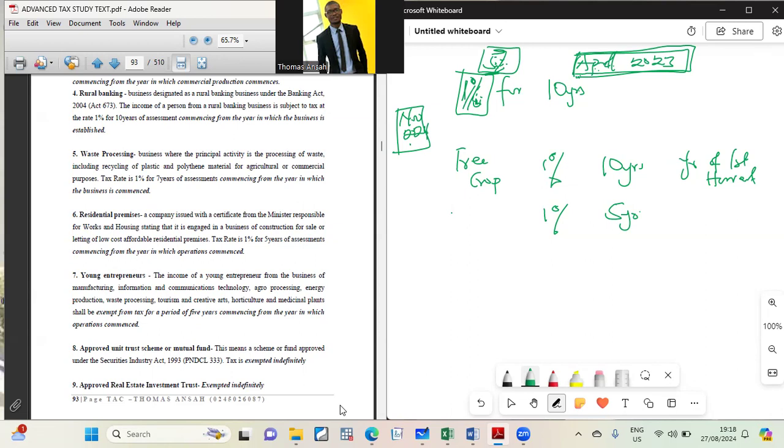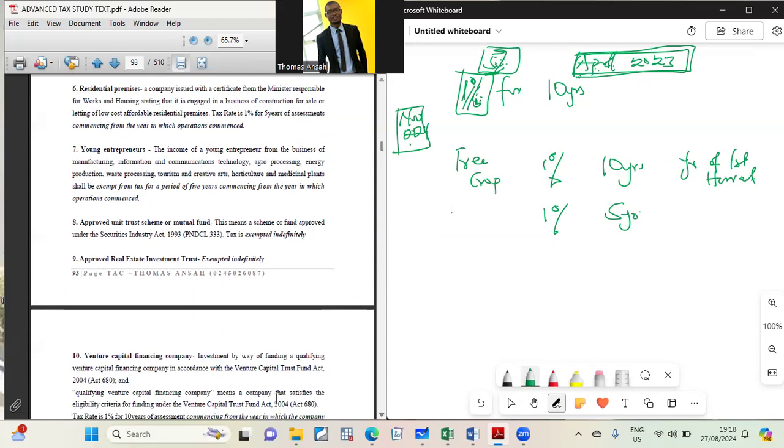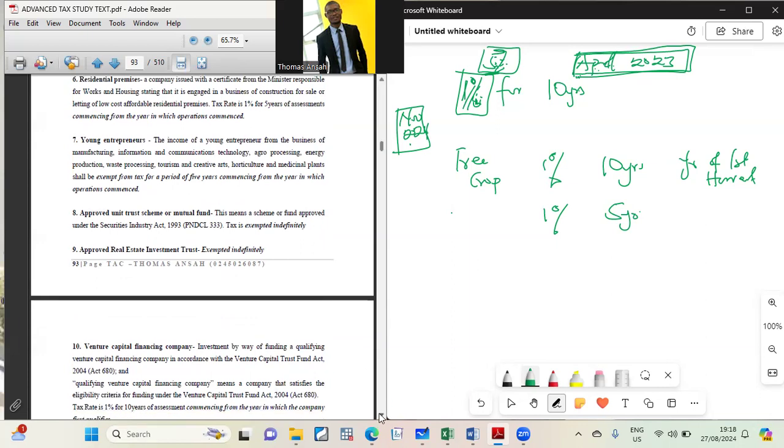We spoke about a young entrepreneur, and we said that if a young entrepreneur is into communication, ICT, horticulture, creative arts, medicinal plants, we said that you won't pay tax for what? 5 years. Don't forget that. That is also the activity. Approved trust. All the trust people, they are exempt from tax indefinitely. So all the trust fund, mutual this, all those things, they are exempt from tax indefinitely.